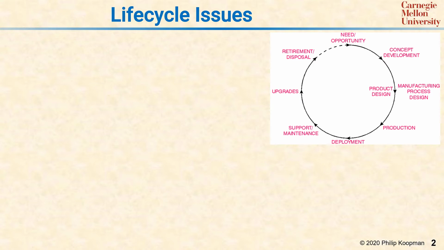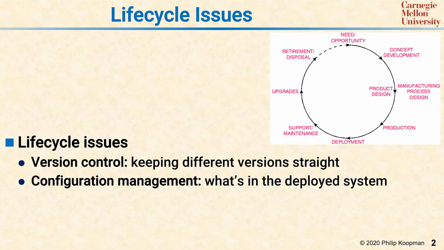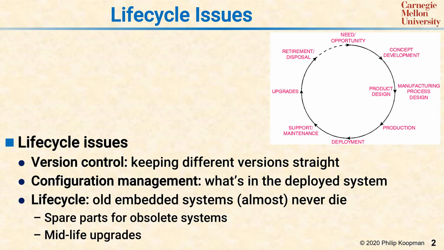Some specific issues related to the lifecycle we'll talk about in this tutorial include version control, which is keeping different versions of the software and product straight, configuration management, which is knowing what's in a deployed system, lifecycle support after development, and dealing with the fact that old embedded systems don't really ever die. That means you have to deal with spare parts for obsolete systems, midlife upgrades, and so on.